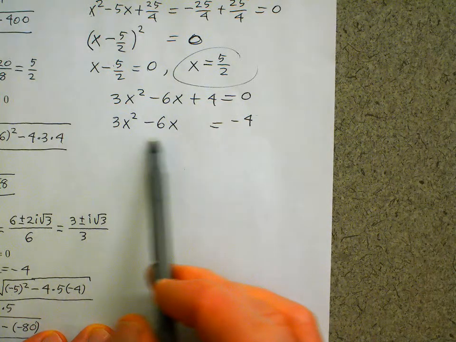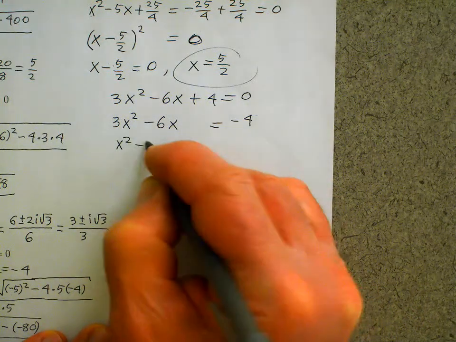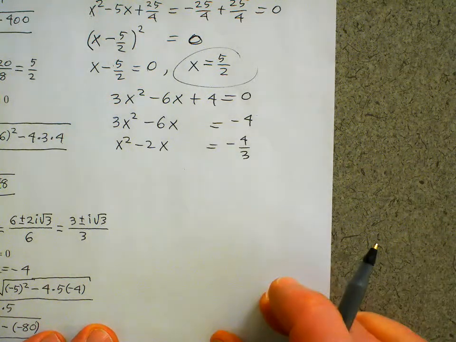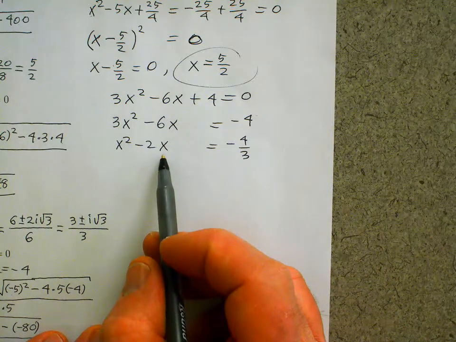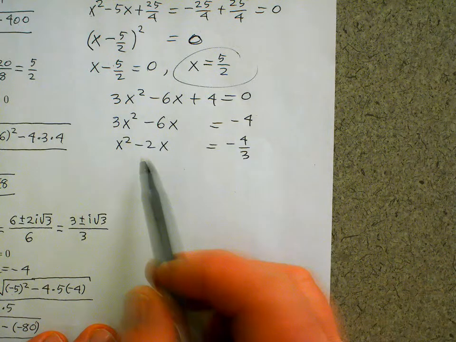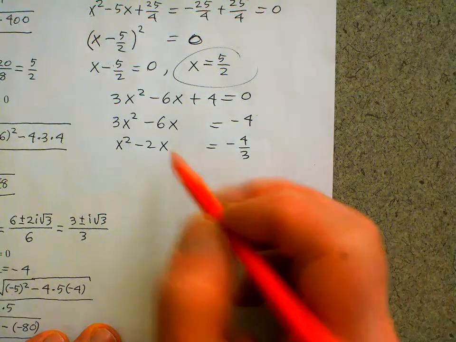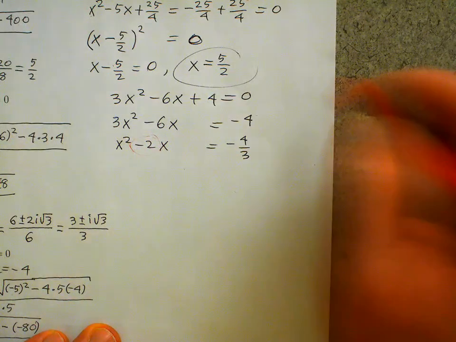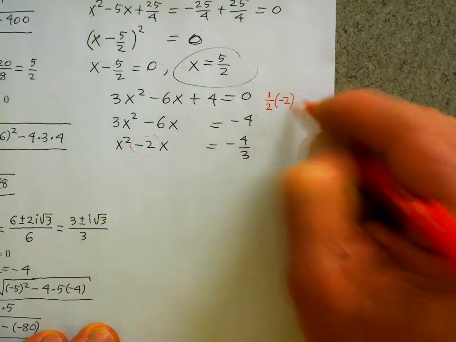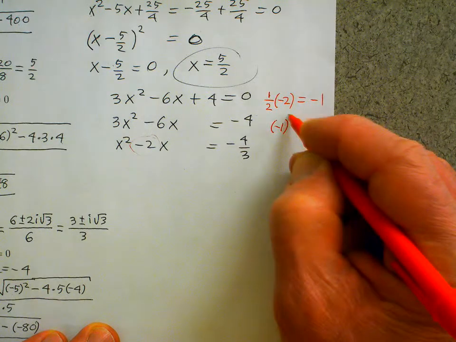Then divide every term on both sides by 3. And we get x squared minus 2x equals -4/3. And then we complete the square. We have to add a number to both sides of the equation so that the left-hand side is a perfect square trinomial. So the coefficient of x is -2. So the procedure is take 1/2 of that number -2, which is -1. And then we square that number. The number -1 squared is +1.